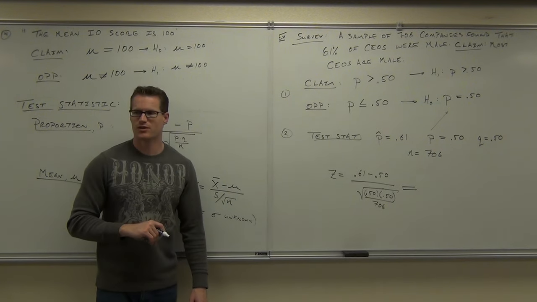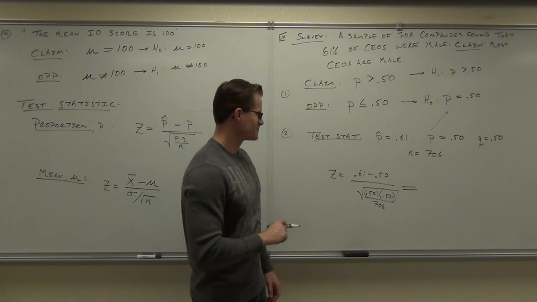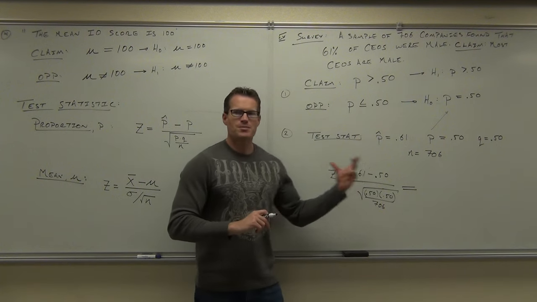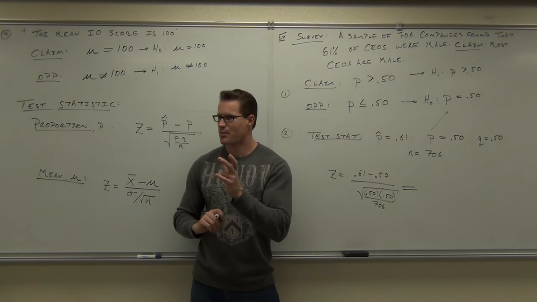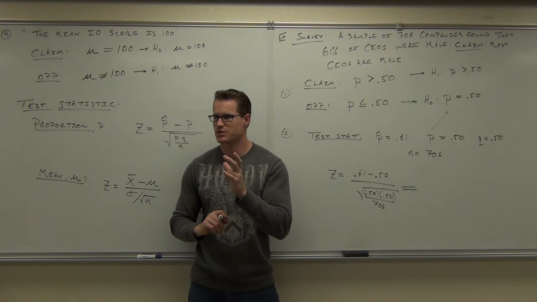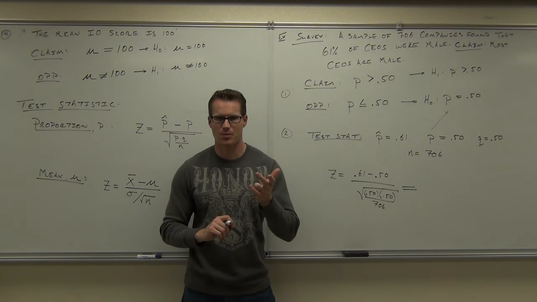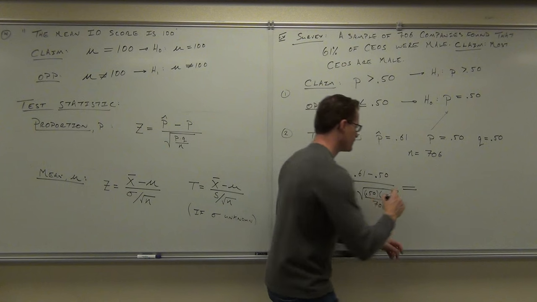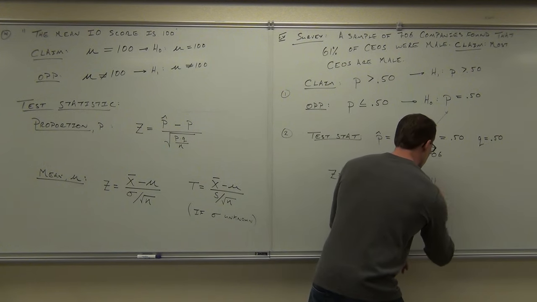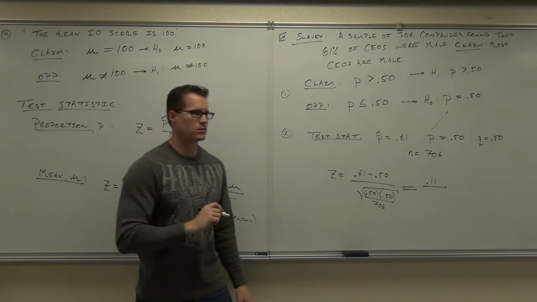I hear the rustle of calculators, makes me happy. The top number you should do first. Do that operation, do 0.61 minus 0.50, because you won't have to round it very much. It's not a big operation. You're going to get 0.11. Did you get 0.11? Hope so.